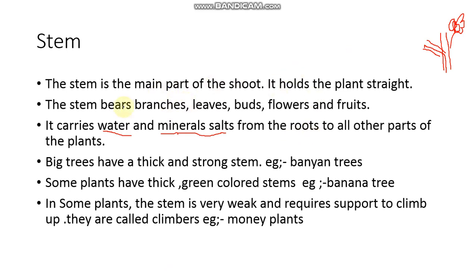Stem is the main part of the shoot. It holds the plant straight. It holds the plants very straight, helping the plant to stand up straight. Next, what is the next work of the stem? The stem bears branches, leaves, buds, flowers and fruits.